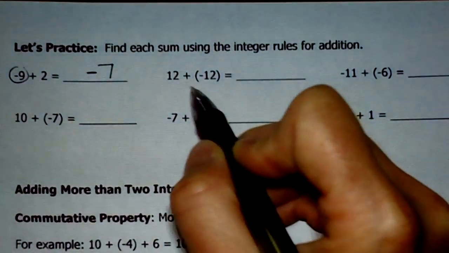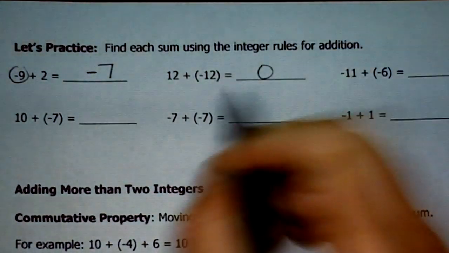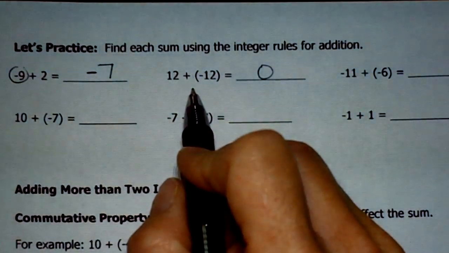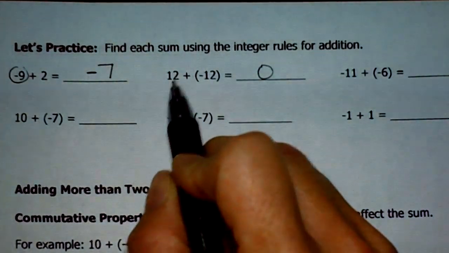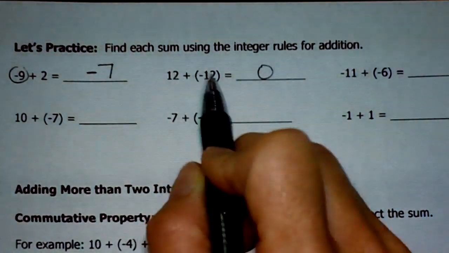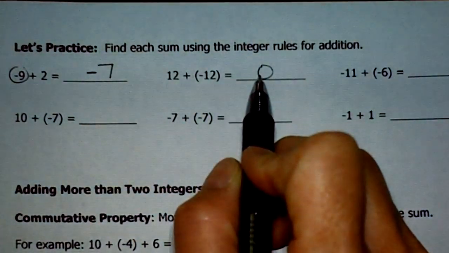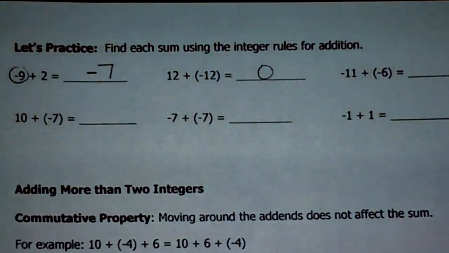The next one, I have 12 plus negative 12. Those are opposites. When we combine opposites, it's 0. If you didn't remember that rule, and you did, 2 different signs, subtract the digits, take the sign of the greater digit, what's 12 minus 12? It's 0. And there's not a greater digit here, right? 0 is neutral. So if you forgot that, you'd end up remembering it when you solve the problem.